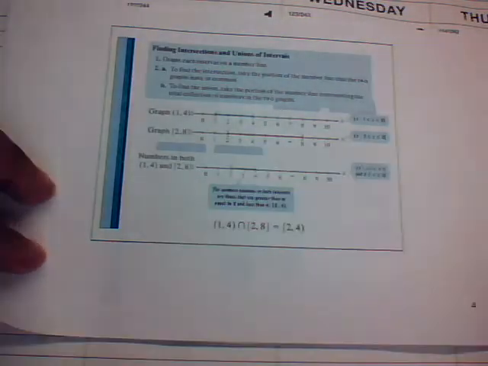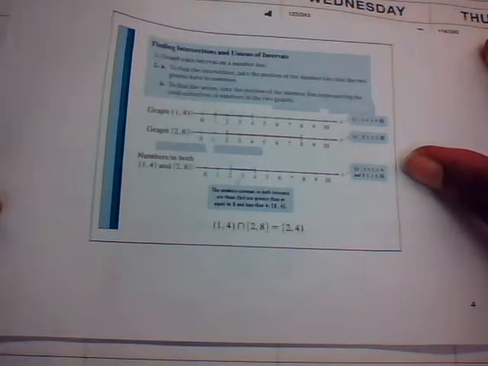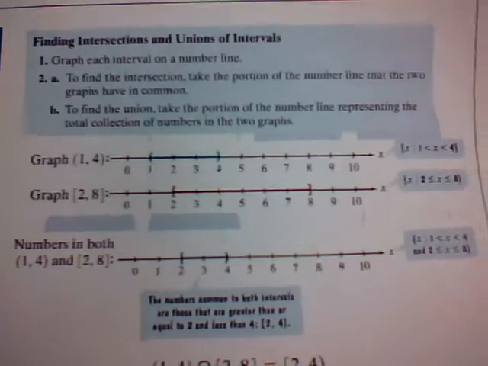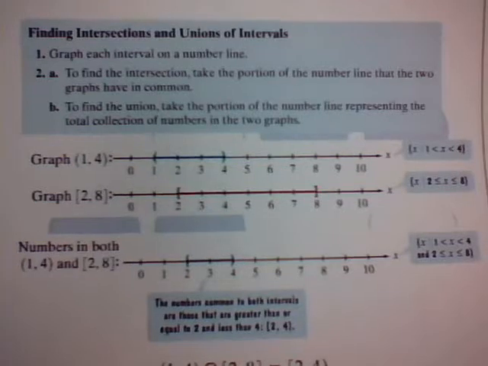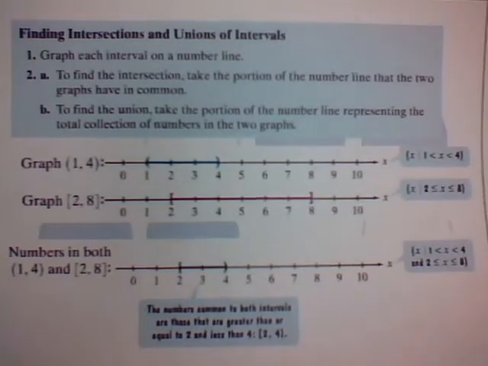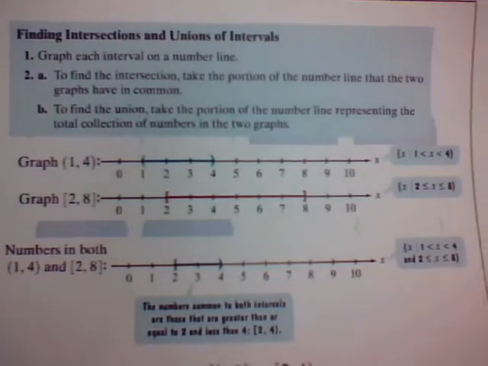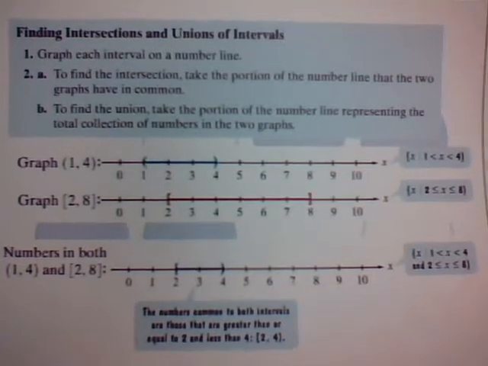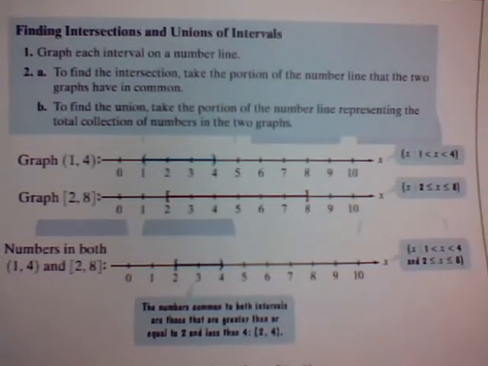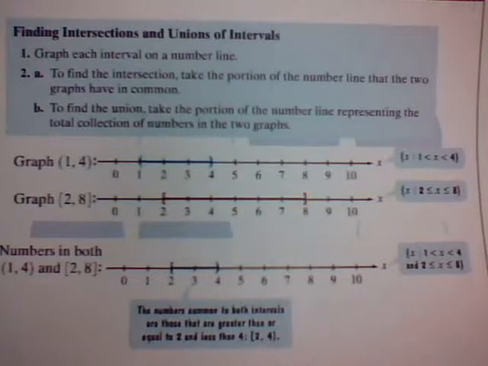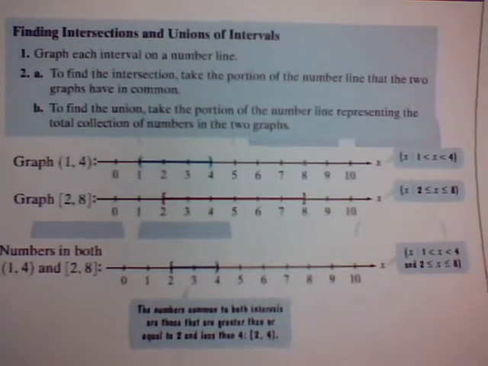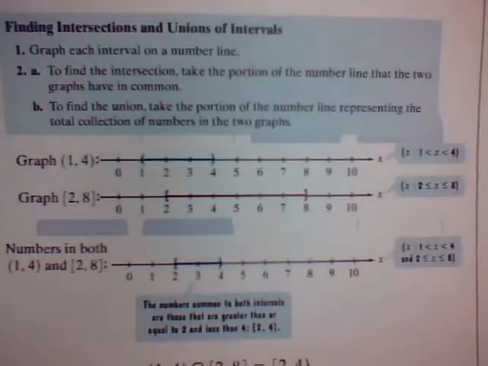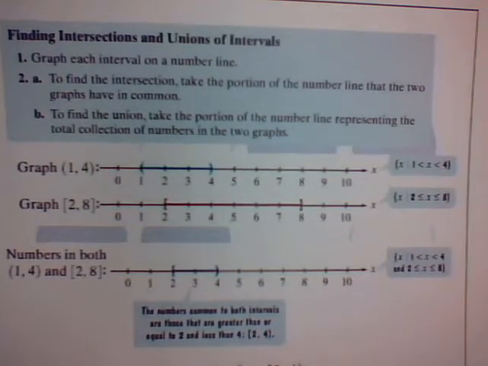All right, now the next thing we'll look at is intersections and unions of intervals. We have a procedure that we can use. We're going to graph each interval on the number line. And then to find the intersection, you're going to take the portion of the number line that the two graphs have in common. In other words, you want to find out at what place do these two graphs overlap.